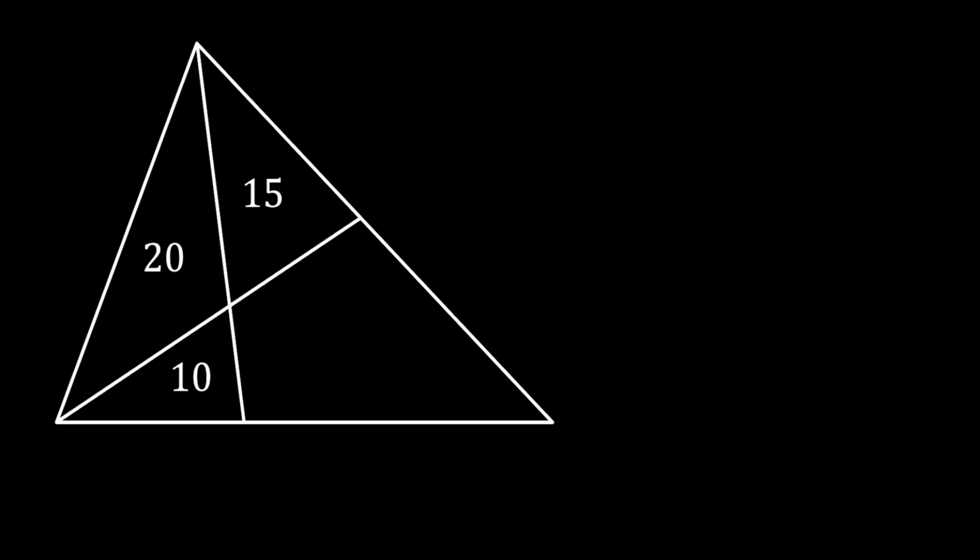We will start by labeling all the vertices of our triangle as A, B, and C. Then we will label the bottom intersection point with the line AB as D, and we will label the right intersection point with the line CB as E. Finally, we will label the intersection point between our two lines as O.